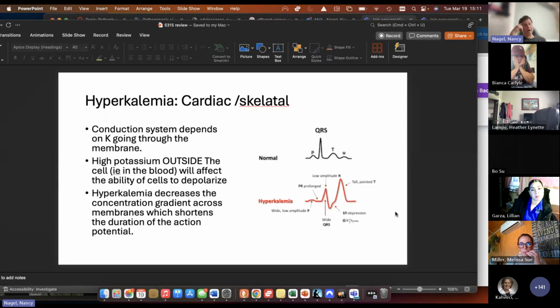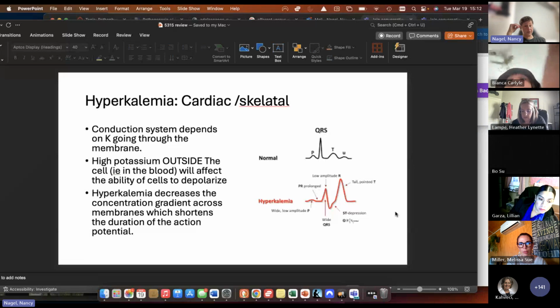So hyperkalemia. The things that we have to remember about this is it affects the conduction system as K goes through the membrane. So it affects your action potential. When you have hyperkalemia, as we do in the clinical setting, that's going to be what we're examining in the blood, right? That's how we draw it. So it's going to be outside the cell, and that's going to in turn change the gradient and affect your ability for your cells to depolarize. So it's going to shorten the duration of the action potential.